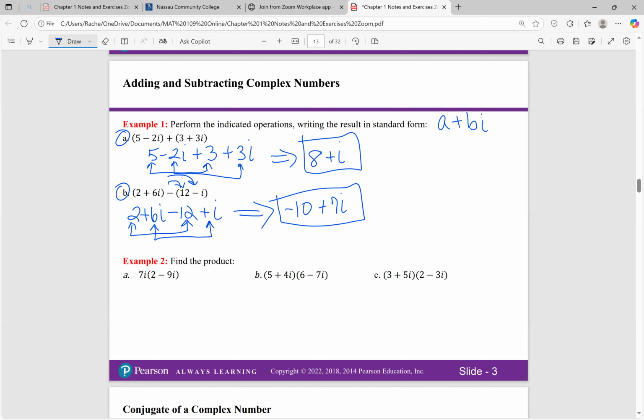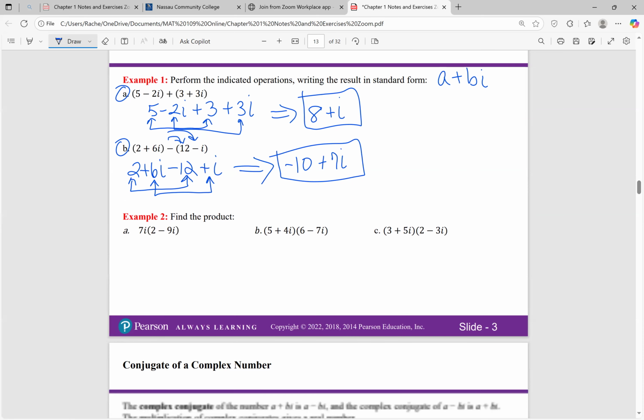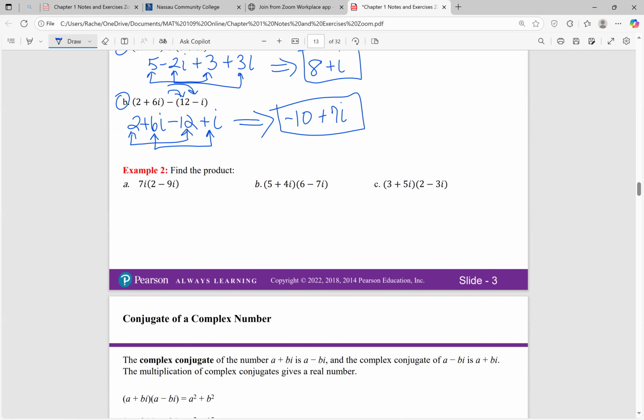Now we want to find the product. So in example 2, we're going to multiply, and we use the same rules as if we were multiplying polynomials. Look at A. We have 7i times 2 minus 9i. So we're going to take 7i times 2, which is going to be 14i. And then 7i times a negative 9i. That's going to be a minus 7 times 9, which is 63, and i times i is i squared.